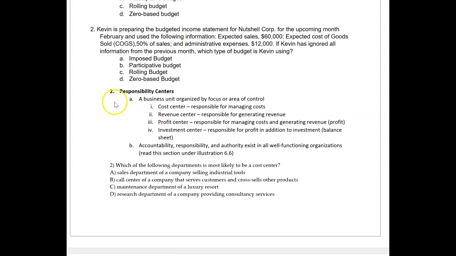But responsibility centers, and you've seen this before, but it's important for budgeting. It's important for a lot of ways. But this is a business unit organized by focus or area of control, and we break them up into cost centers, where the unit is only responsible for managing costs. There is no revenue, or a revenue center, which is responsibility for generating revenue, and you can think a sales department here would be typical.